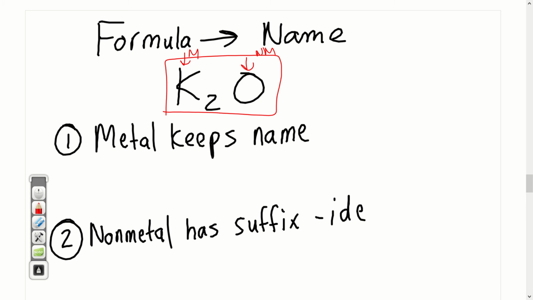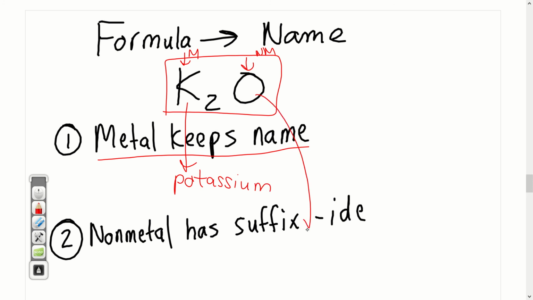It turns out for ionic compounds, the metal just keeps its name. So what's K? K is potassium. Okay? And then the non-metal, I have to add the suffix "ide." So some elements are kind of difficult to do, some are easy. I'll probably just go through all of them for you. All right? This is oxygen. We don't call it oxygenide. We would actually just call this oxide.